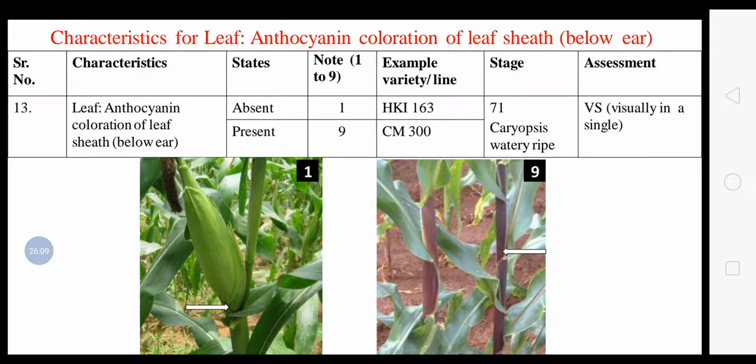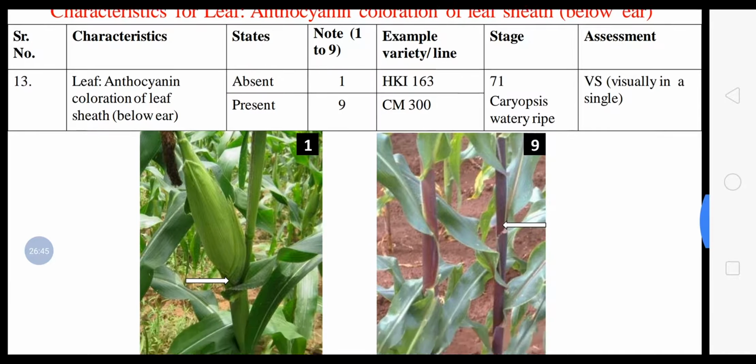The 13th characteristic is anthocyanin coloration of leaf sheath below the ear. The leaf sheath which is holding the silk portion or female part, generally we call it as cob, there anthocyanin pigmentation is studied, may be absent or present. Absent is again given as score 1 and present as 9. Example for absent is HKI 163 and present is CM 300. Here the stage changes. Caryopsis watery ripe stage is taken to study this character. Again, single plant is taken to study this.